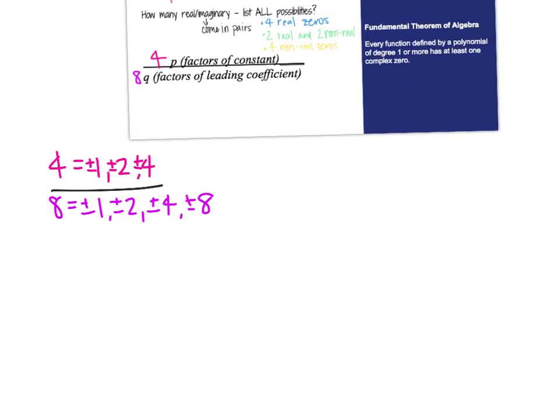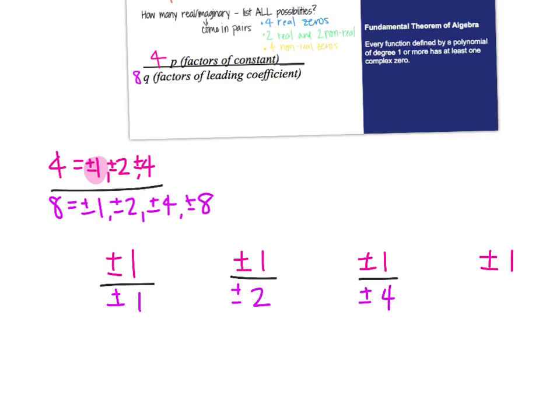So we're going to start with positive 1, negative 1, divided by 1. And then we're going to do positive and negative 1, divided by 2. And then positive and negative 1 divided by 4. And lastly, positive and negative 1 divided by 8.